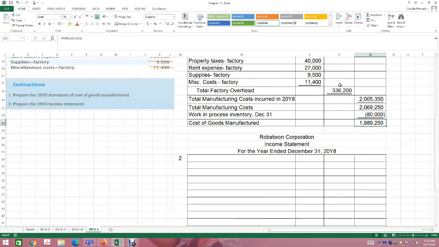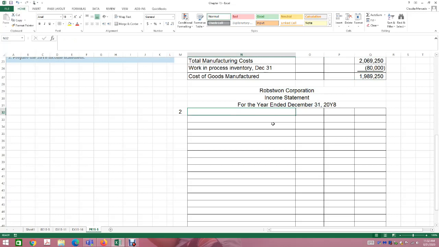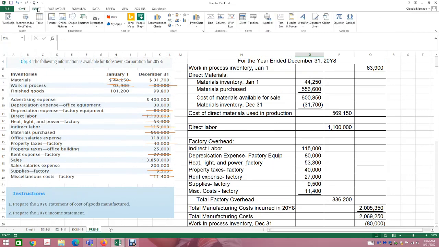Now the second thing they were asking us to do is to complete an income statement. For the income statement, we're going to start off with our sales. Remember, revenue minus expenses. That's what an income statement is. Sales is your revenue. So we're going to see how much we have in sales. Sales, we had 3,850,000.